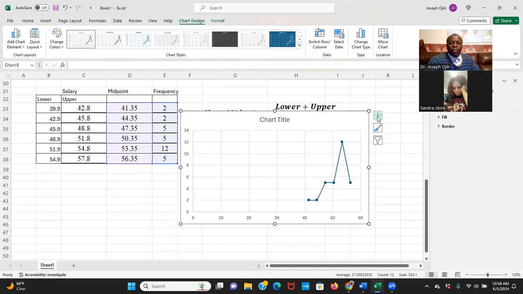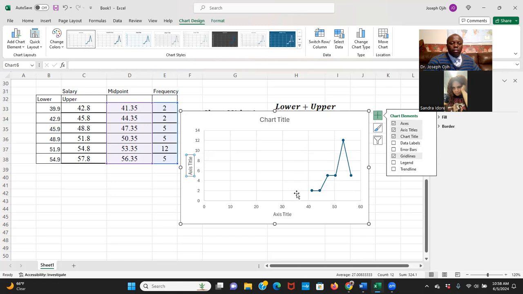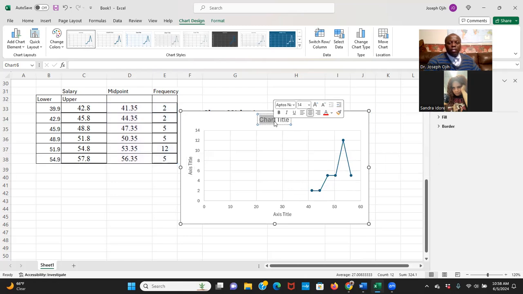put the plus sign where I'm going to put the titles, check the axis. So this is the NFL salaries, salaries of NFL employees. Okay, and then we have the salary in millions of dollars.